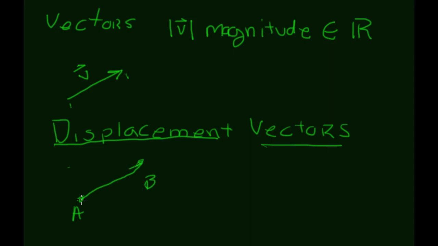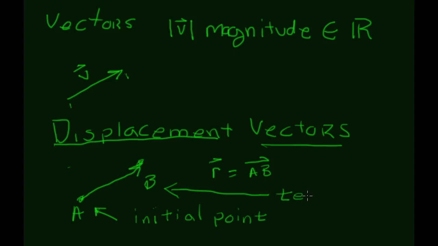Okay? So if I have a displacement vector that travels from point A to point B, here's my displacement vector traveling from point A to B, right? I can denote that the displacement vector r is the same as the vector traveling from A to B. So we call A the initial point, and we call B the terminal point of the vector.